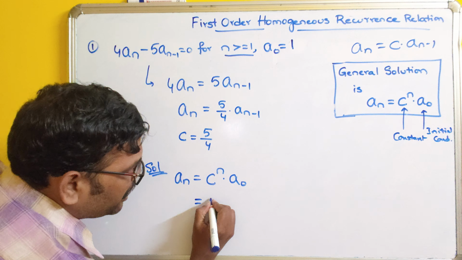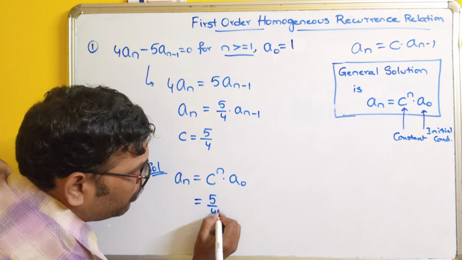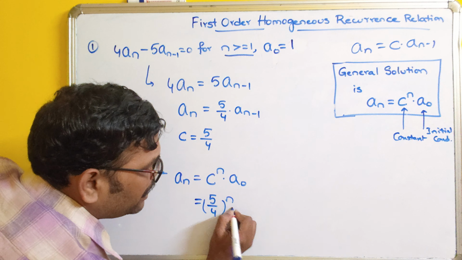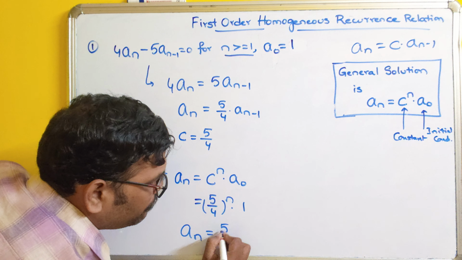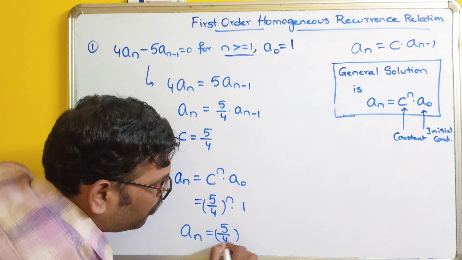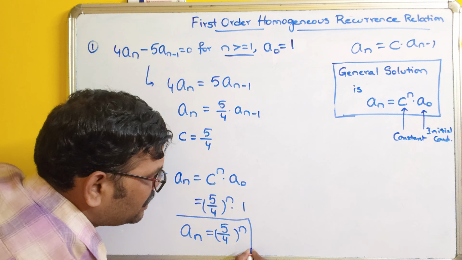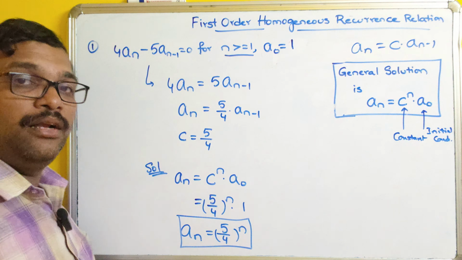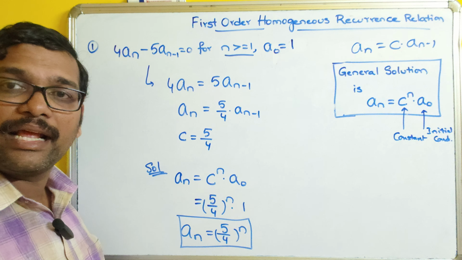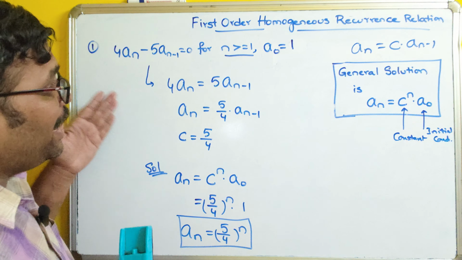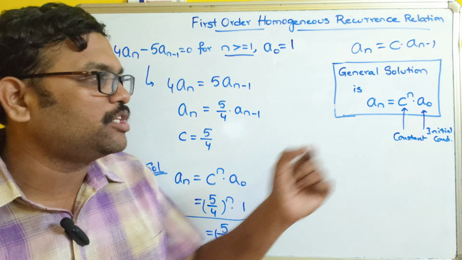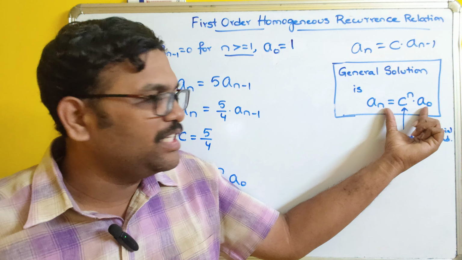So this will become (5/4)^n into 1, which means a_n is equal to (5/4)^n. So this is the general solution for this first order recurrence relation. Okay, hope you understood. So like that, we have to find the solution of this formula.